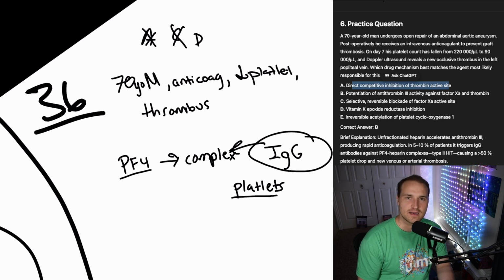D, warfarin, that affects vitamin K factors. So the early drop is protein C mediated skin necrosis. You wouldn't see thrombocytopenia. Skin necrosis is what you see for warfarin. E, aspirin, lowers platelet function, not your count. So it's not E. Easy peasy lemon squeezy.